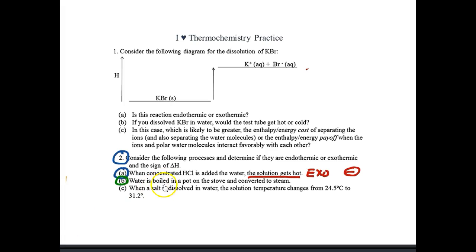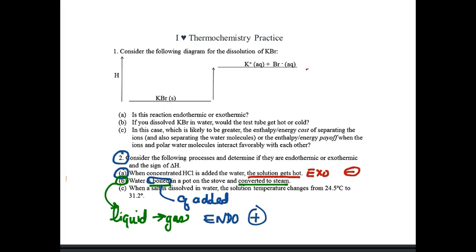You also know that water is boiled in a pot on the stove. So this whole idea of having a pot on the stove means you have to put heat into it, which also implies that it is endothermic. So liquid going to a gas, that's always endothermic. Delta H is positive. And also boiled in a pot on the stove means that we have to add heat. So that's 2 pieces of information that both tell you this is endothermic.